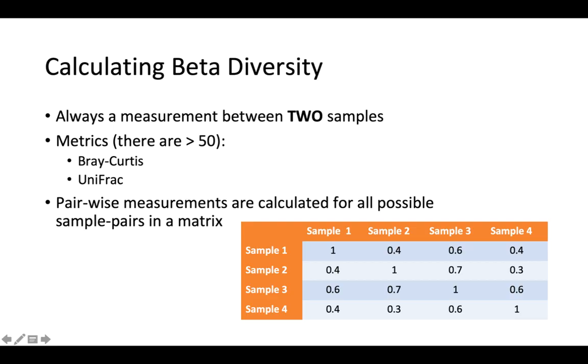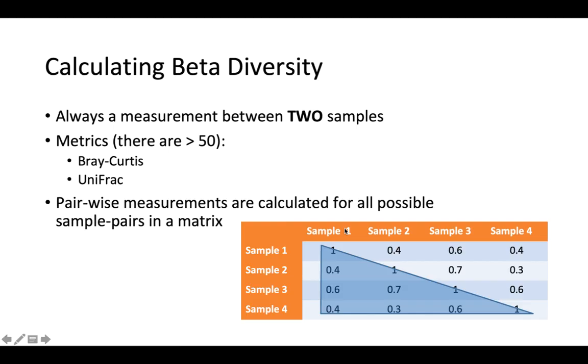And so what you end up doing is you make pairwise measurements for all the possible combinations of sample pairs, and you put those measurements into one new matrix or table. A matrix is, in this case, just another name for a table. So you have all your samples in your rows. You have, again, the same samples in your columns.